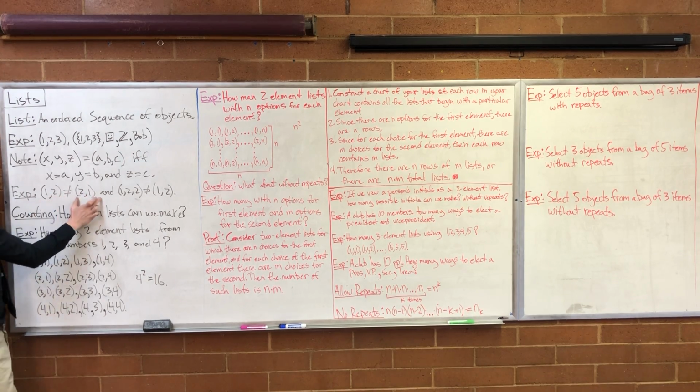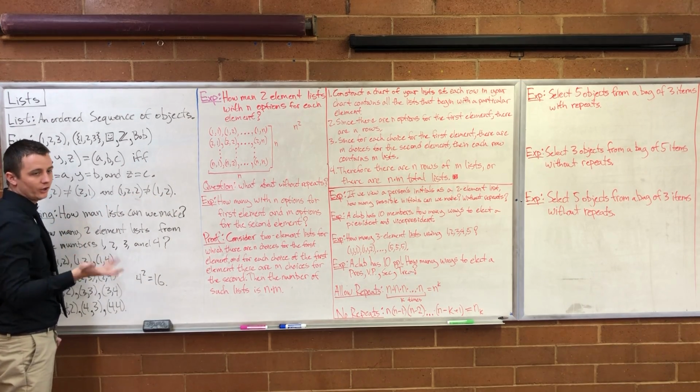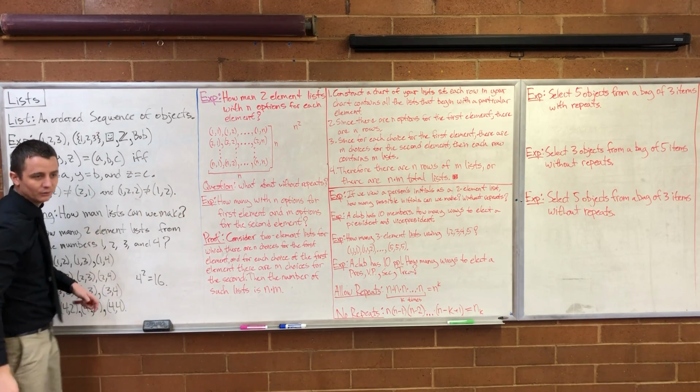Is the list 1, 2 equal to the list 2, 1? No, because 1's not equal to 2 and 2's not equal to 1. Is the list 1, 2, 2 equal to the list 1, 2? No, they're not even the same size. We can't even compare all the objects because we have nothing to compare that to.